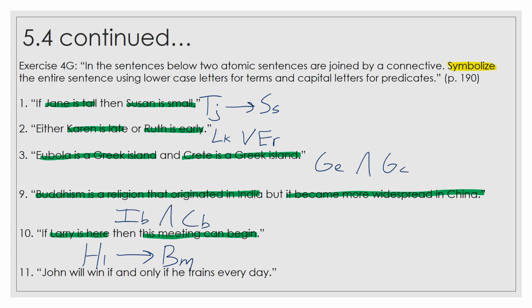And finally, number 11, John will win if and only if he trains every day. We have a biconditional. Will win is the predicate, so we'll have big W. John is the subject, so we'll have little j. It's a biconditional, so we have the arrow that goes both ways. Trains every day is a predicate, so we'll have big T for the predicate, and the subject is still John, so we'll have little j.